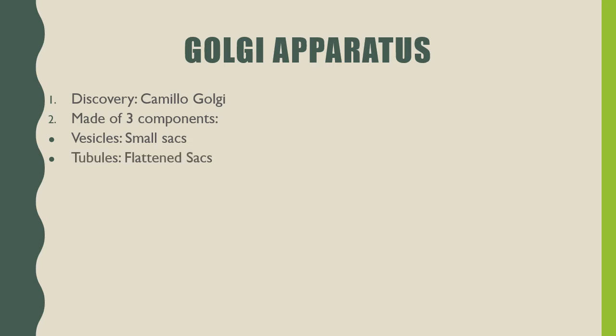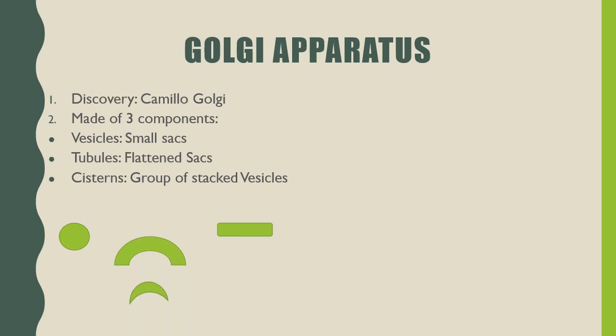It has three types of structures. The vesicles, which appear like small round structures, the tubules or flat bag-like structures, and the cisterns, which are a group of stacked bag-like structures. These are the vesicles, the tubules, and the cisterns. Now, what is the function of Golgi apparatus?